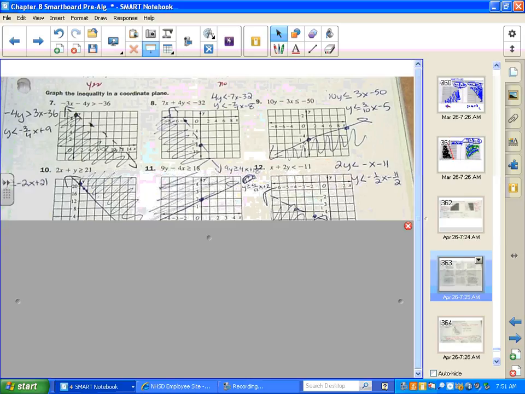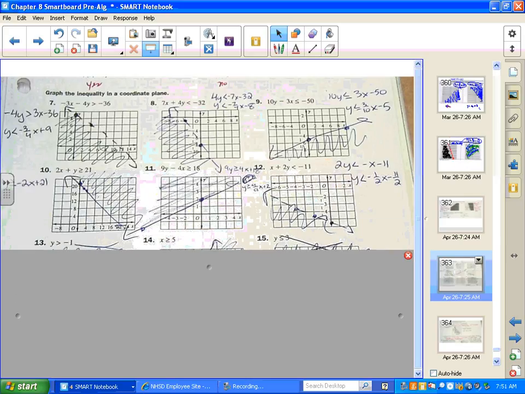Number 10 should be y is greater than or equal to -2x plus 21. Solid line, color above. So again, all my graphs are up here. Number 11, y is greater than or equal to 4/9 x plus 2. Solid line, color above. Number 12, y is less than -1/2 x minus 11/2, which is minus 5.5. Dashed line, color below.